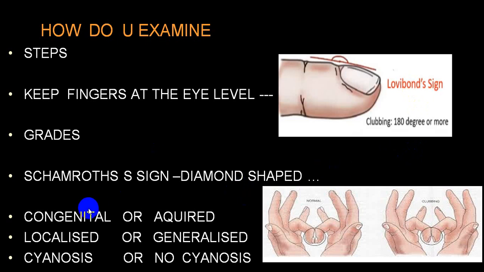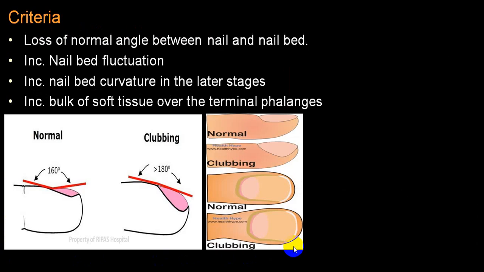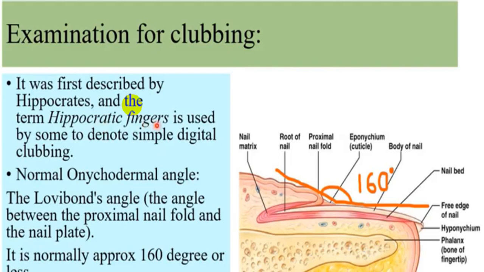By a good history, we always put them into congenital and acquired, localized and generalized. And by looking at cyanosis, it is with cyanosis or without cyanosis. So now we'll be going through one by one. Always look for nail bed fluctuation, nail bed to nail angle, curvature, and amount of soft tissue. So how do you look for it? This was first described by Hippocrates, so it is also described as Hippocratic finger or Hippocratic sign.